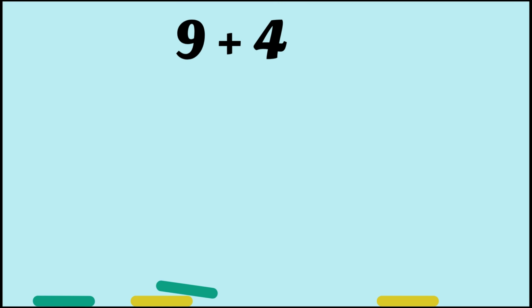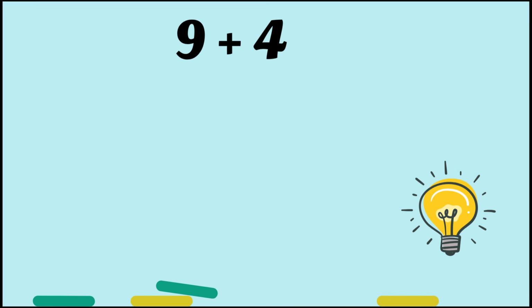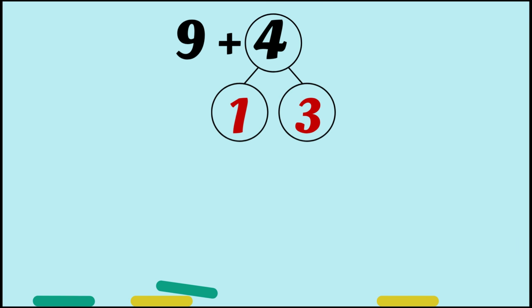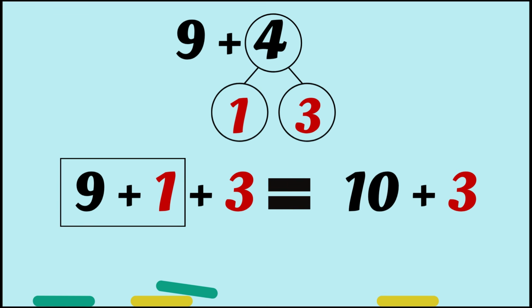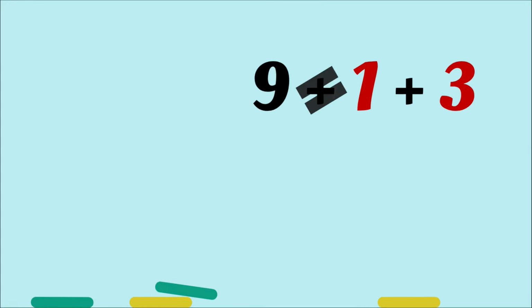Example number 1, 9 and 4. Let's try adding 9 and 4 using number bonds. First, ask yourself, what do I need to add to 9 to make 10? The answer is 1. Now, let's break up the 4 into 1 and 3. The reason is so that we can use that 1 to add to 9, and then we can add the 3 to 10, which will equal 13. So, 9 plus 4 equals 13. Great job!